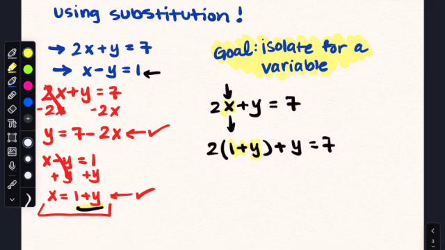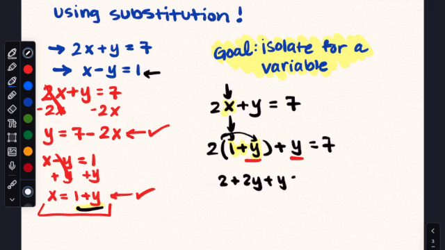So for this one, our only variable left is y. We can solve for y now. We're going to go ahead and distribute the 2. So we're going to get 2 plus 2y plus y equals 7.